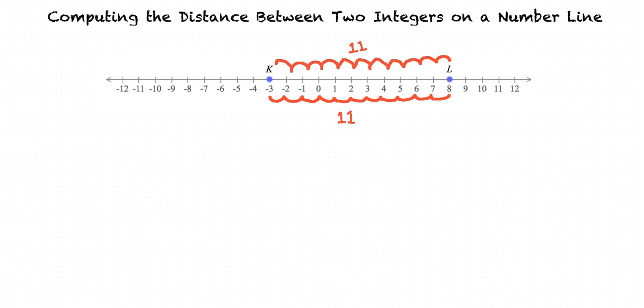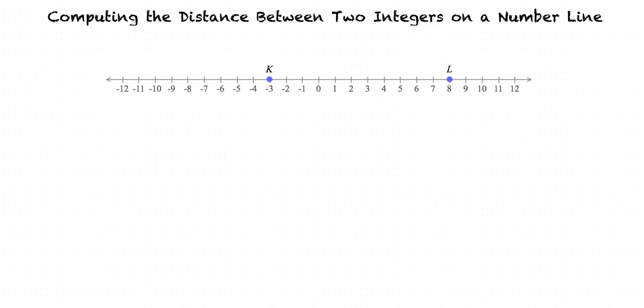Okay, that makes sense, but what if the distance between the numbers is really big? What if there's a point at -2 and a point at 96? It seems like we would spend a lot of time counting. Another way to compute the distance between 2 points on a number line is by finding the absolute value of the difference between the two integers.